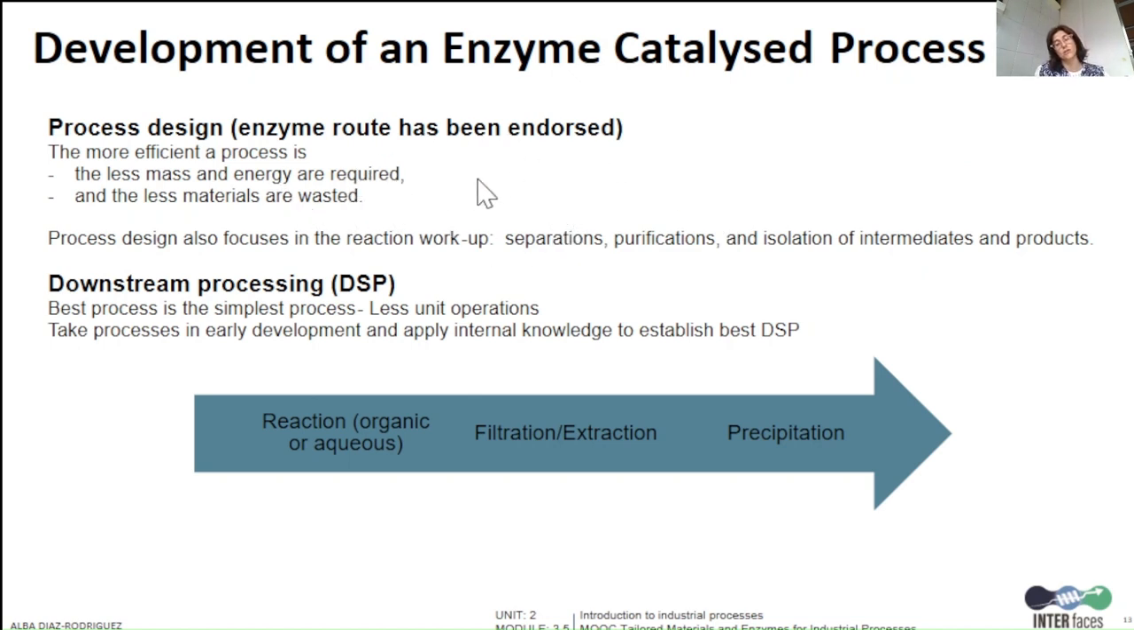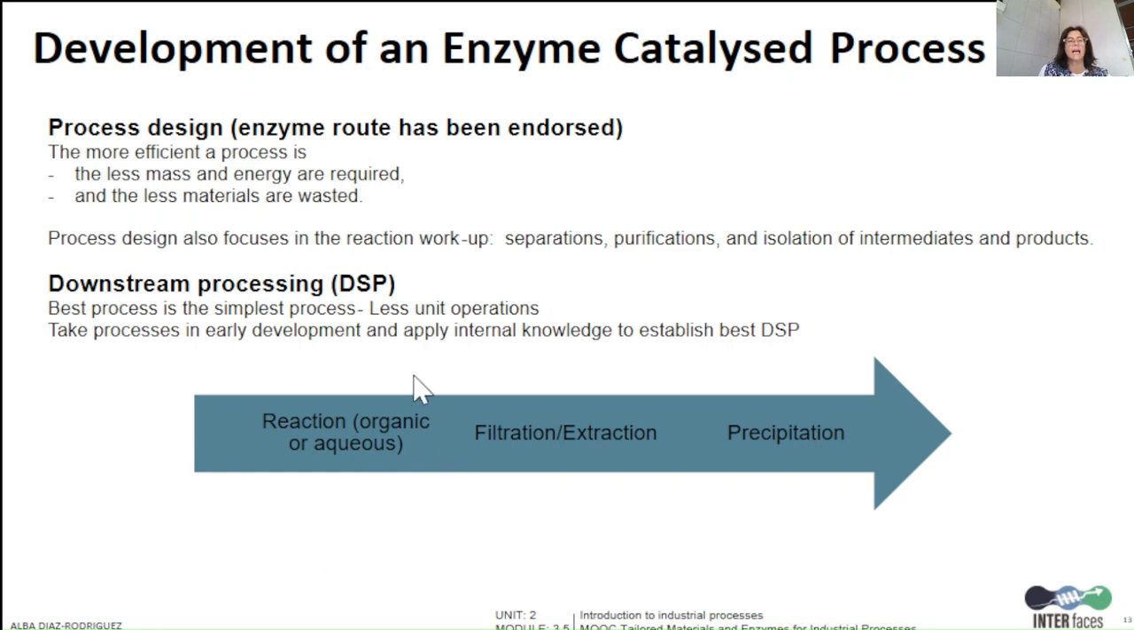Once the enzyme route is endorsed, we enter a process that is called process design, and that is to do with optimizing the process, and it has two main drivers. The first one is to reduce the mass and the energy that is used for that reaction, and the second one is to reduce the amount of materials that you're using and the waste that you are generating. In that process design stage, you also need to optimize the reaction workup. You need to optimize the separation, the purification, and also the isolation of the intermediates and products if you need to crystallize them. In general, the best downstream process is the simplest one, that means the one that has fewer unit operations.